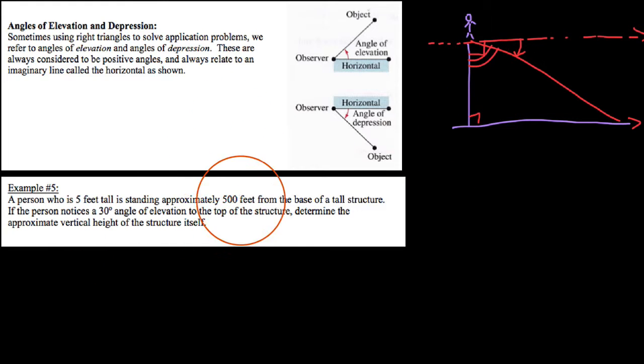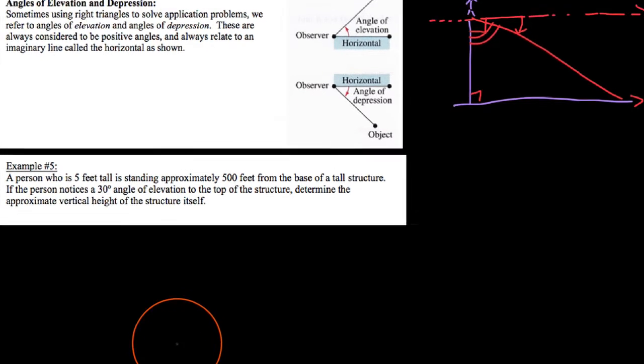So let's take a look at an instance where we have an application situation. For all application situations, unless you're given the diagram, you're going to have to sketch your own. So let's set up the situation, talk about what it is that we want to find, and understand what we mean when we talk about angles of elevation and depression. A person who is 5 feet tall is standing approximately 500 feet from the base of a tall structure. If the person notices a 30-degree angle of elevation to the top of the structure, determine the approximate vertical height of the structure itself.